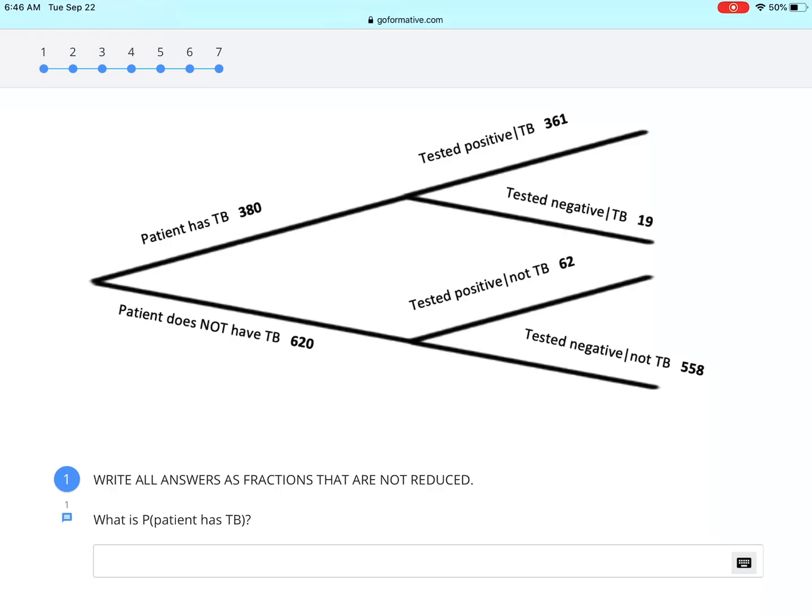I know that's kind of weird for people. We've always been forced to reduce. Now you don't have to reduce on this.